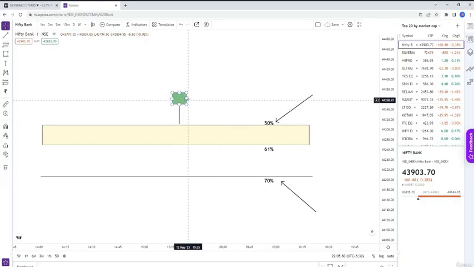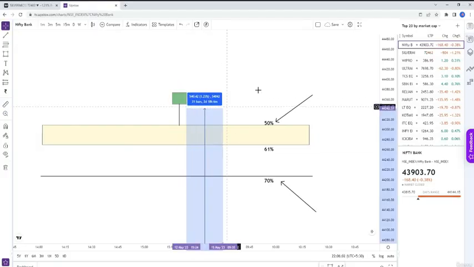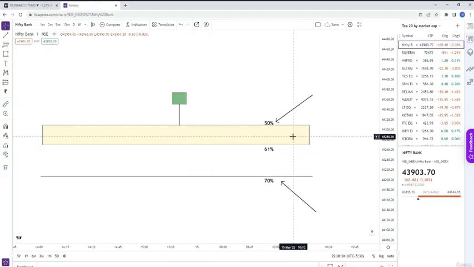If a hammer forms by touching 50%, first of all, I never buy at 50%. Keep this rule in mind. Think like this: I never buy at 50%. I only buy if there is a hammer touching the 50%.